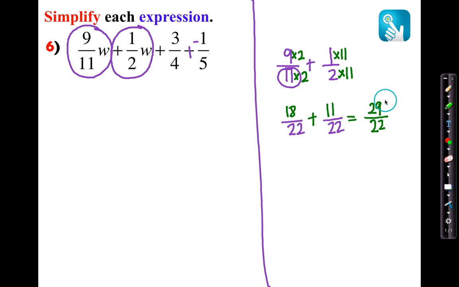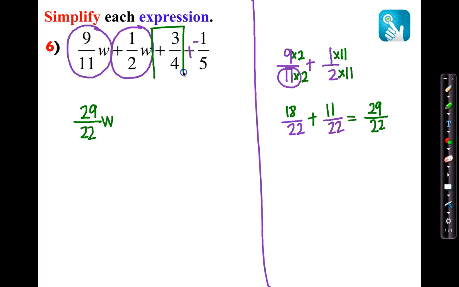So notice this is typically where you would kind of turn this into a mixed number. I'm going to tell you, stop right here. Don't waste your time. Go ahead and leave it improper. So we're going to go ahead and write it as 29 over 22 w. This is okay. I know this is not what you're used to, but from now on, we're going to leave our fractions improper. So now we're going to go ahead and combine the constants.